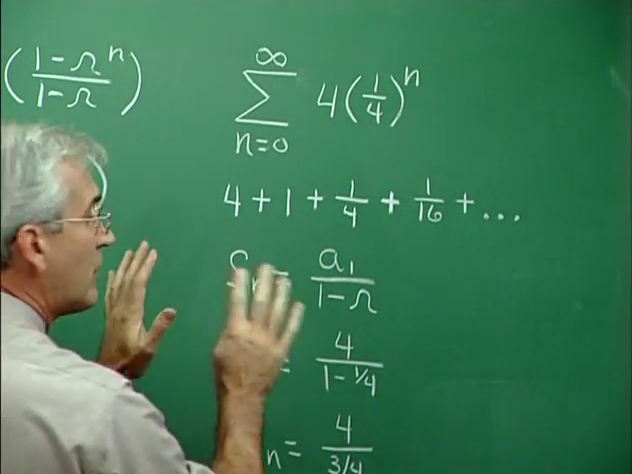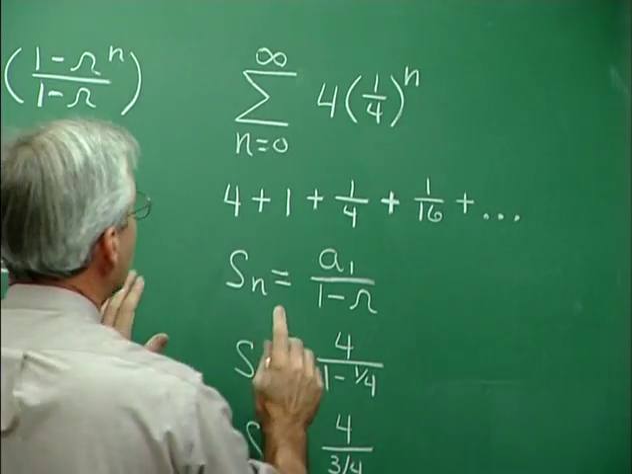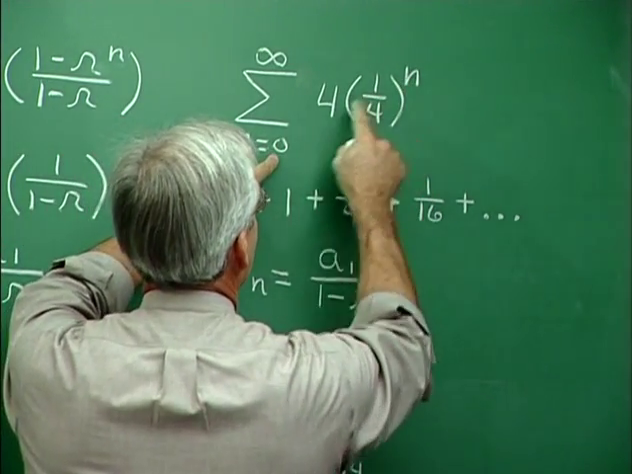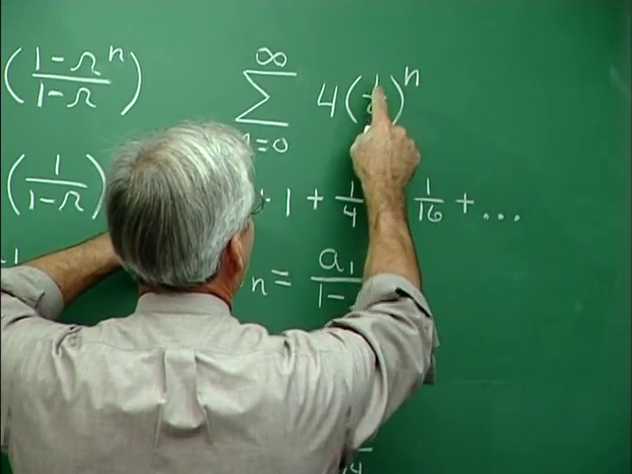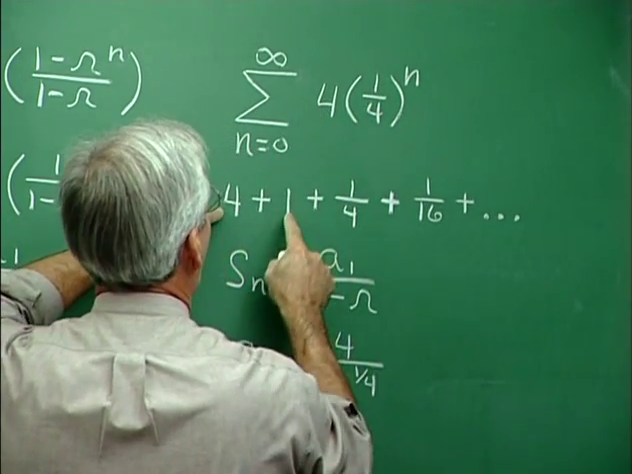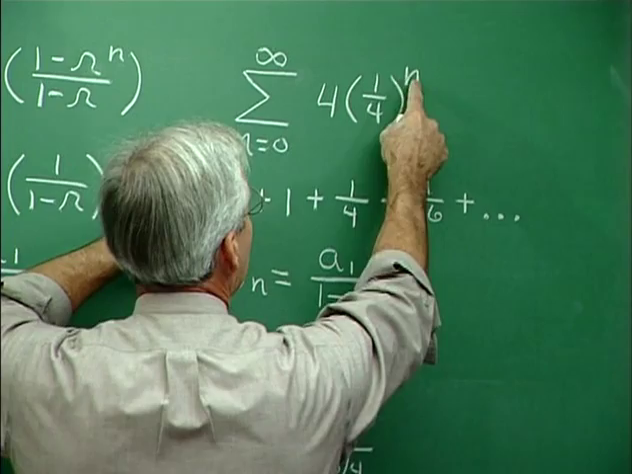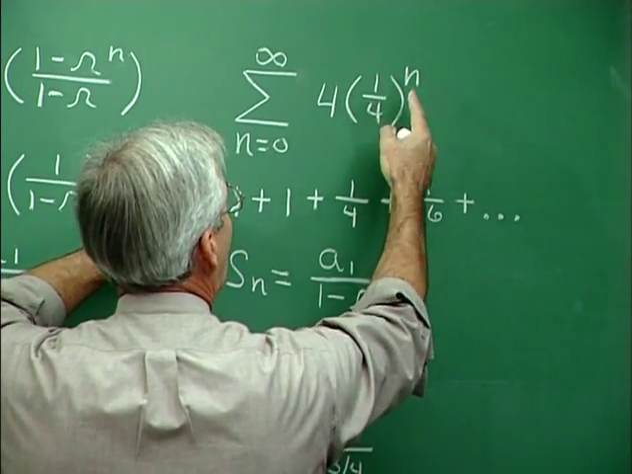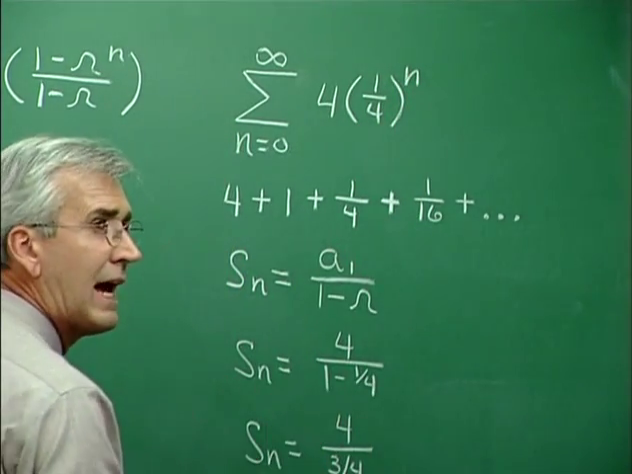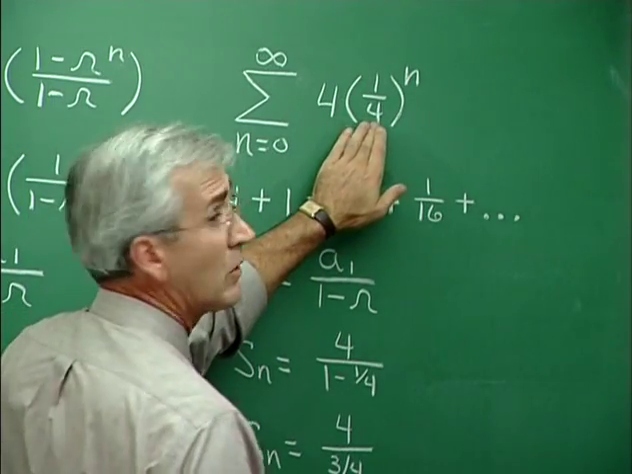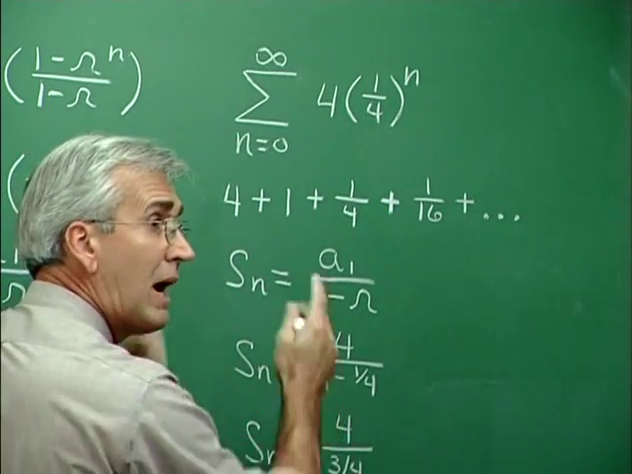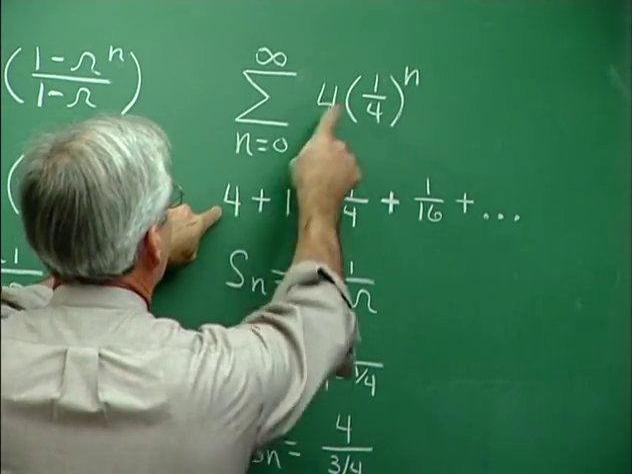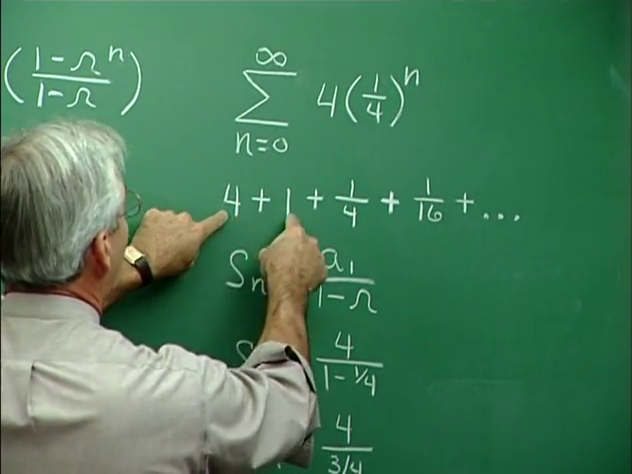Now, to generate a few of the items that are being added here, if n is 0, then our first item is 4. If n is 1, then we have 1/4 times 4, or 1. If n is 2, we have 1/4 squared. You know, another way to do that, though, is to just say, gee, if the common ratio is 1/4, let's just generate succeeding items by multiplying by 1/4. The first item is 4. 1/4 of 4, that's 1.